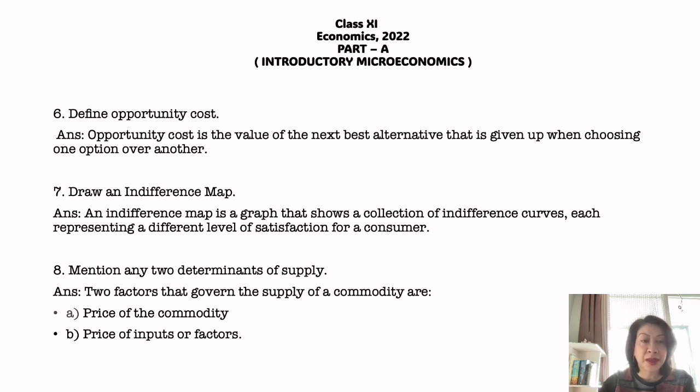An indifference map is a graph that shows a collection of indifference curves, each representing different level of satisfaction for a consumer. Question number 8. Mention any two determinants of supply. There are many determinants of supply and you are supposed to mention any two. So here I have mentioned two determinants which are price of the commodity and the price of inputs or factors.